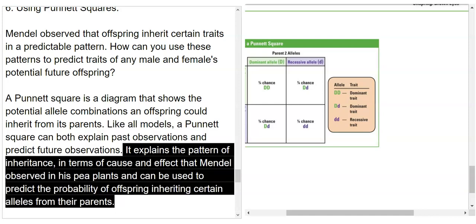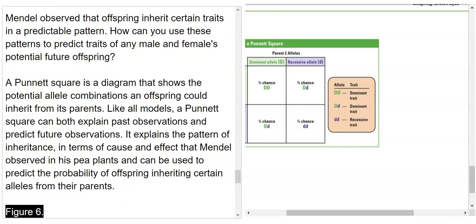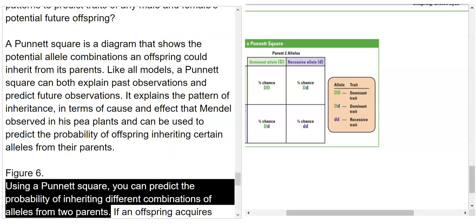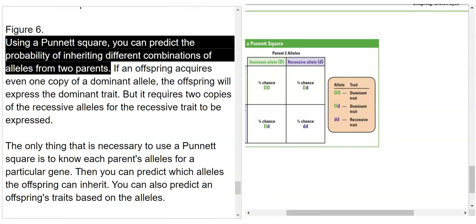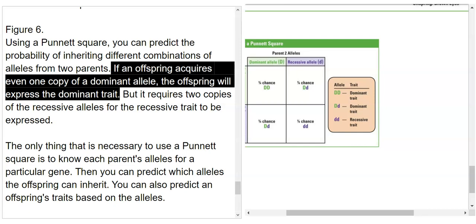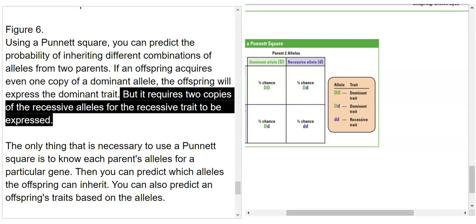It explains the pattern of inheritance, in terms of cause and effect, that Mendel observed in his pea plants and can be used to predict the probability of offspring inheriting certain alleles from their parents. Figure 6, that's the one we're looking at. Using a Punnett square, you can predict the probability of inheriting different combinations of alleles from two parents. If an offspring acquires even one copy of a dominant allele, the offspring will express that dominant trait. But it requires two copies of the recessive allele for the recessive trait to be expressed.